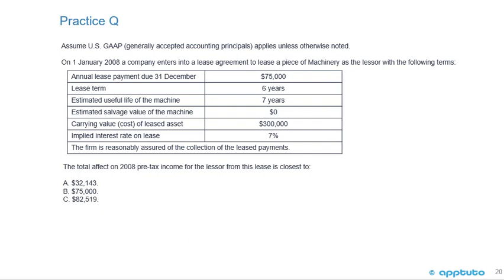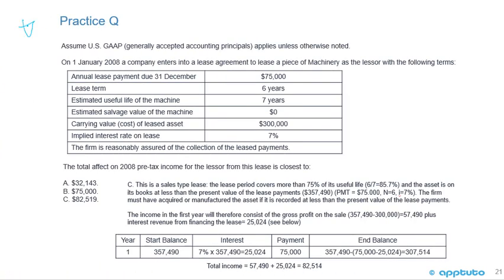The total effect on 2008 pre-tax income for the lessor from this lease is closest to A, $32,143, B, $75,000, or C, $82,519. Excellent question to finish this LOS with. I'd call this a 5-star because it puts you through your paces again. So they've given us the annual lease payments and they've given us the carrying value. But the first thing that we need to do is check whether it's a sales type lease.